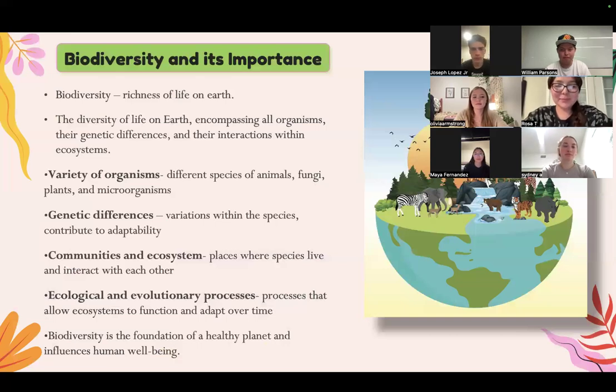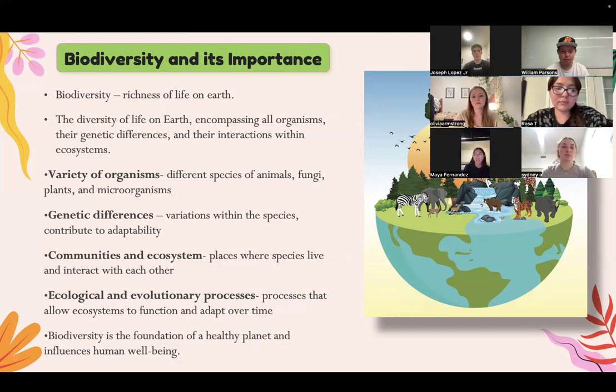First, we're going to talk about biodiversity and its importance. When we refer to biodiversity, we're referring to the richness of life on Earth. This refers to all the encompassing organisms, their genetic differences, and their interactions within the ecosystem. When we talk about the richness of life, again, we're talking about the variety of organisms. So this refers to the different species of animals, fungi, plants, and microorganisms.